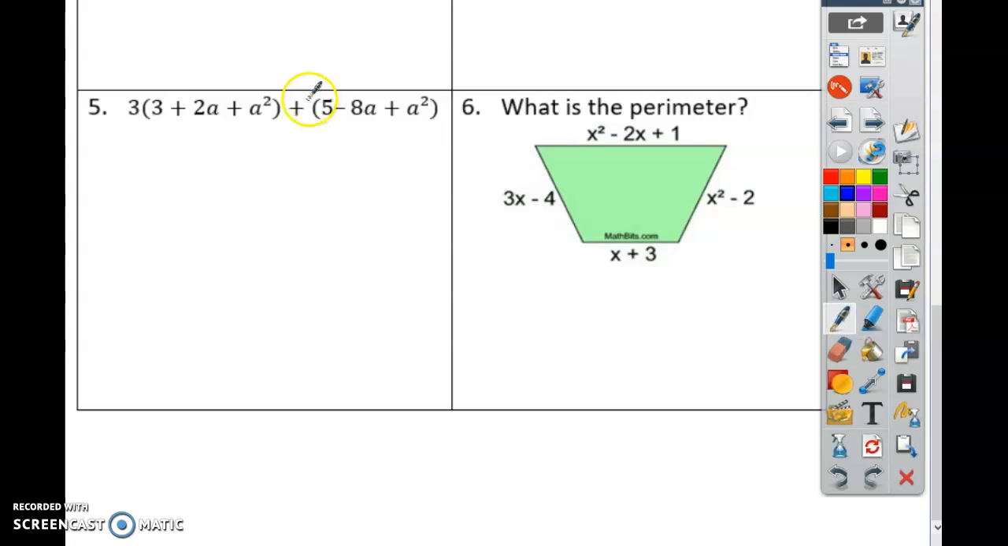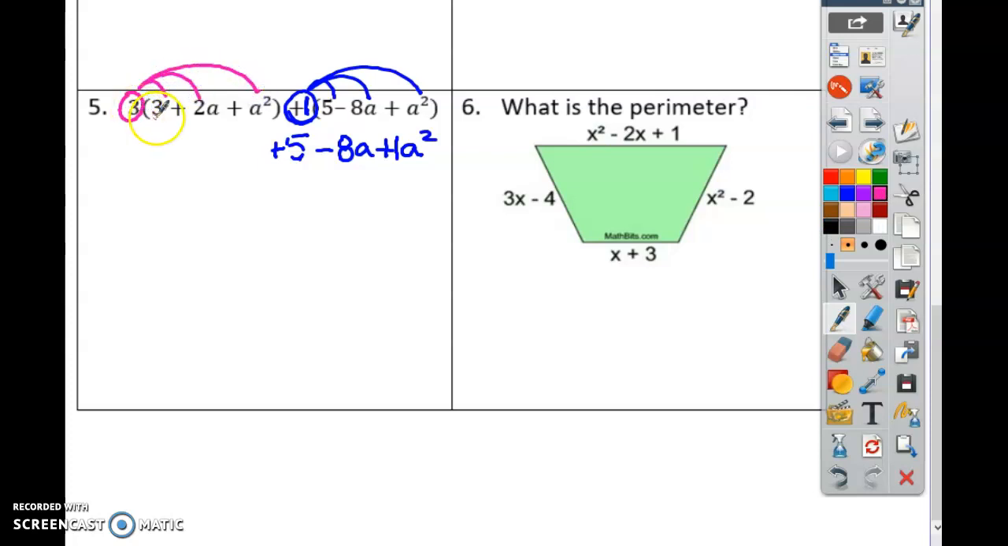There is nothing to distribute here. This gives you the same thing back. So this is positive 5, minus 8a plus a squared, which is a 1, right? So if you started there, that was wrong. You were supposed to start here. There is a 3 that you need to distribute, right?